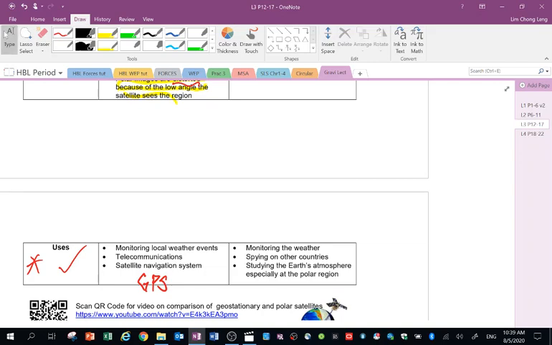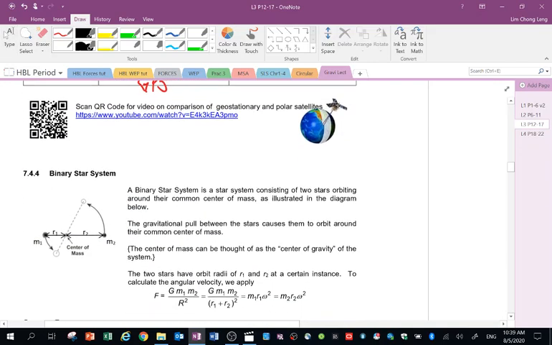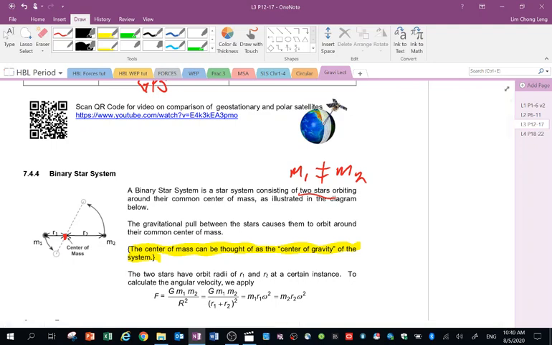Okay, next, binary stars. Now, what are binary stars? Binary stars are actually twin stars, and the two stars need not necessarily be of the same mass. So if I call one M1, the other M2, they are not necessarily of the same mass. And because of that, they rotate about a certain center of mass. Okay, so you may call this the center of gravity. At this level, it is okay to think of center of mass as the center of gravity of the system.